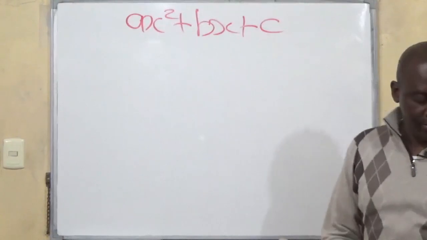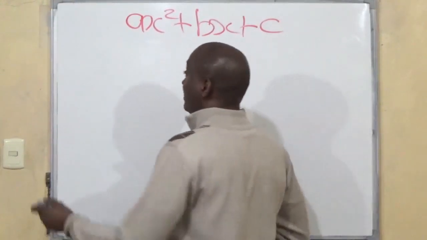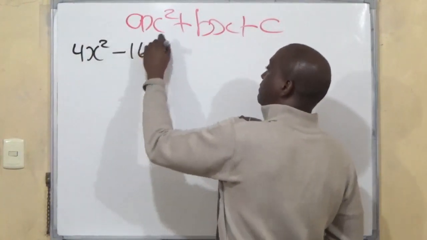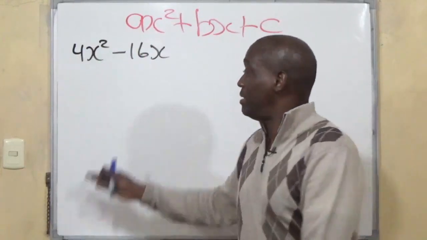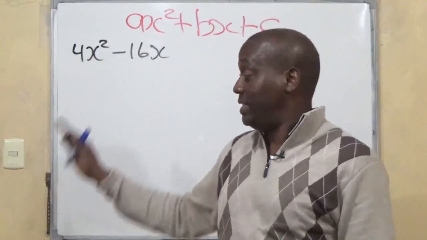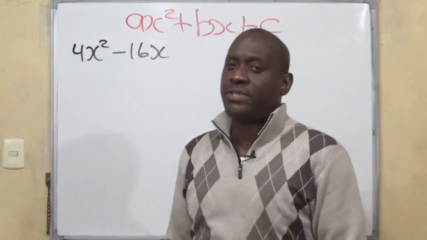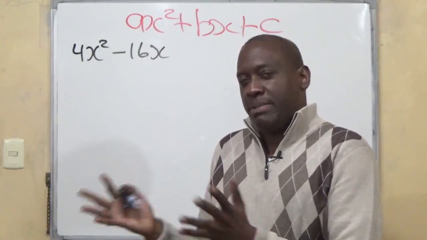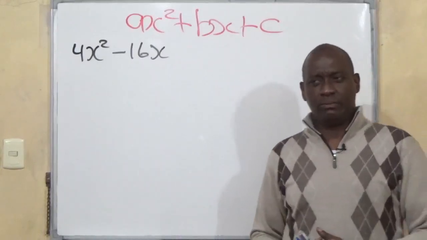C is equal to 0. Example being, let us say we had to factorize 4x squared minus 16x. Now, this is a univariate binomial. So this would fall within the category of expressions that we discussed in the very first video. But up to that point, maybe you didn't know that this was a quadratic. So you just factorize it as normal.